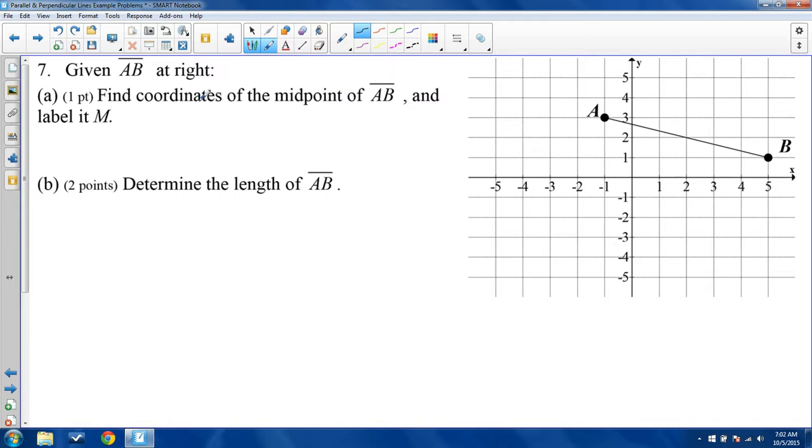Okay, given AB at right, find coordinates of the midpoint of AB and label it M. Because there's a graph here, I'm going to go the easy way first, and make sure that you recognize it's more visually accepted. To find the midpoint, I want to figure out how far it goes from A to B, like finding slope, going down 2. This is going over 6.